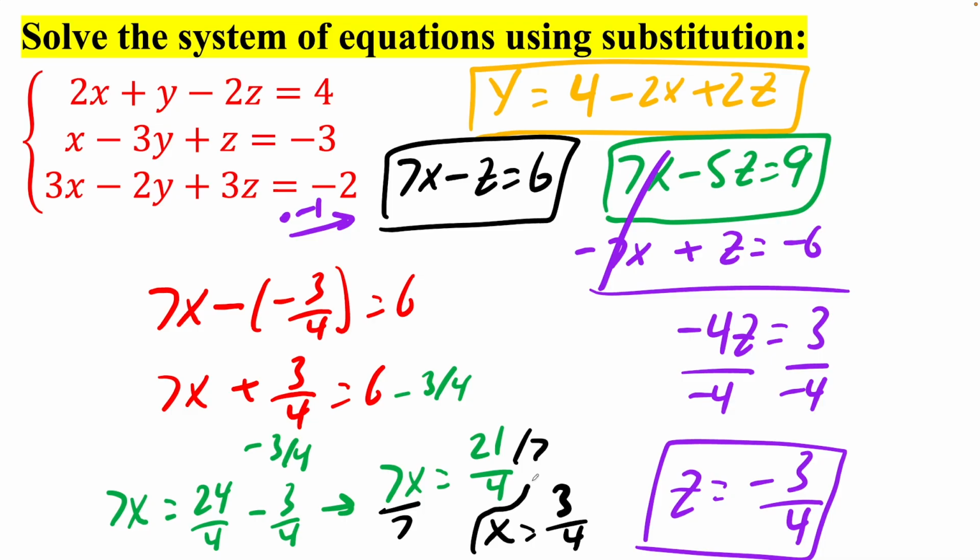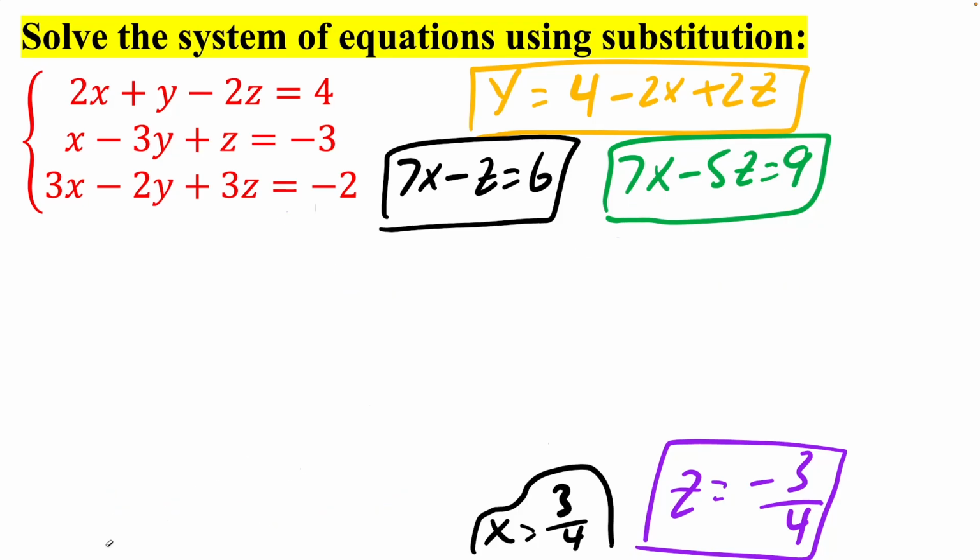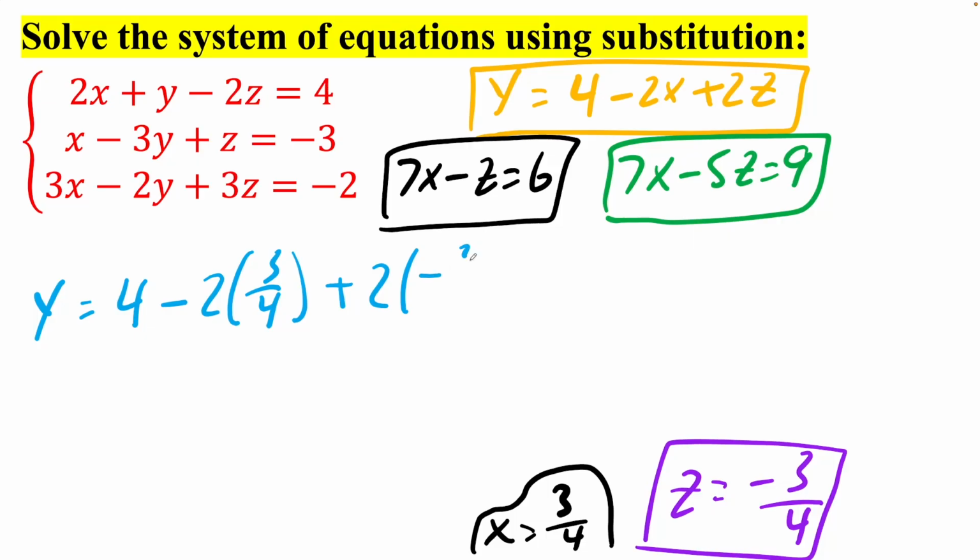So we know our x and we know our z. So to get our y, plug it into the orange equation. So y is equal to 4 minus 2 parentheses 3 over 4, close it, plus 2 parentheses negative 3 over 4, close it. So we'll go ahead and distribute. So y is equal to 4 minus 2 times 3 is 6, so 6 over 4. 2 times negative 3, so negative 6 over 4.